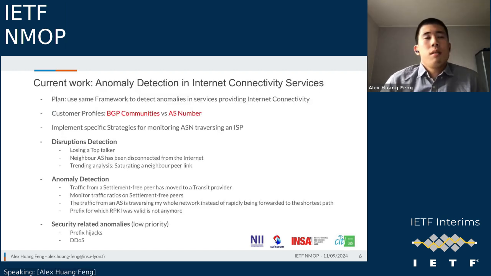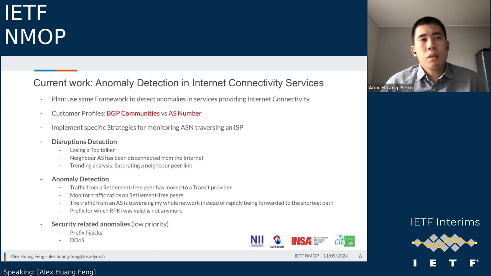And the idea here is we have done already on the VPN platforms, and what we want now is proposing and implementing specific strategies for monitoring autonomous systems traversing our internet service provider. On the VPN side, the VPN was identified by BGP communities, and in this use case for internet, what we want to monitor is autonomous systems.